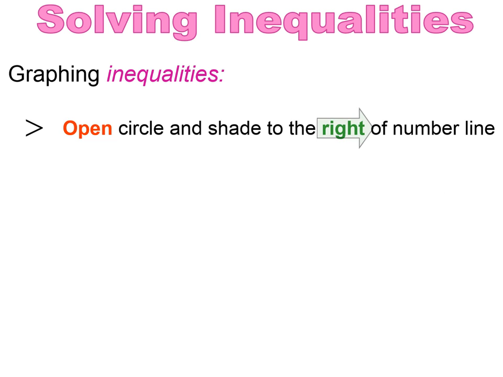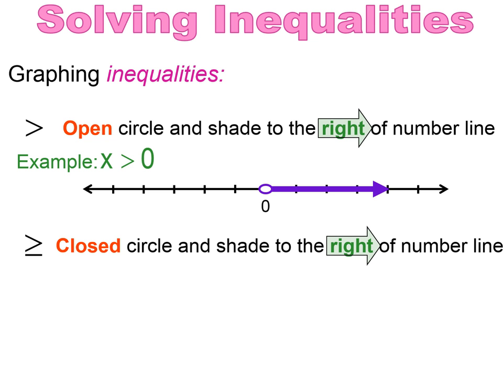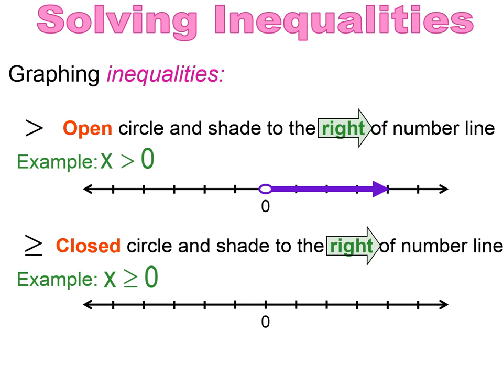Now, when we have the greater than symbol, again, if it doesn't have the equal to or the line underneath, then again, it doesn't include it. So we would have an open circle at 0, and in this case, we're shading to the right to indicate that all my numbers are getting larger and larger, that my x values can be any number from 0, not including 0, and above. When you have the greater than or equal to with the line underneath it, that means it also includes it. So when you see x is greater than or equal to 0, that means that x can be 0, and it's going to be every number above 0.